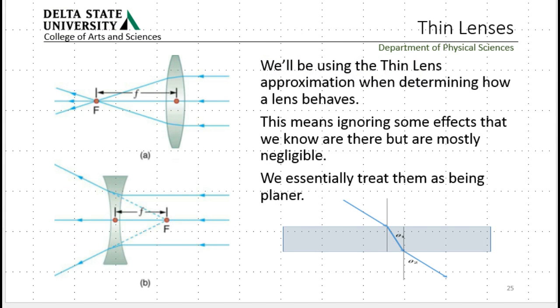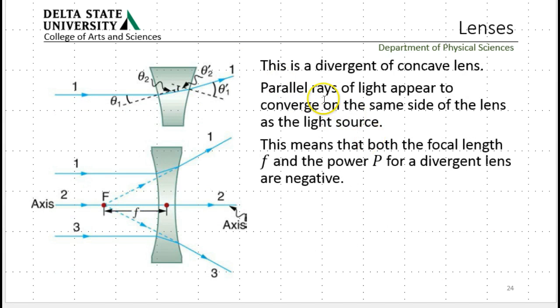Skipped a page, sorry. This is a divergent or concave lens. Divergent means that when light comes in that's parallel to the axis, it turns and diverges depending on which side of the lens it is. Again, if it's going down the middle, it simply goes down the middle.